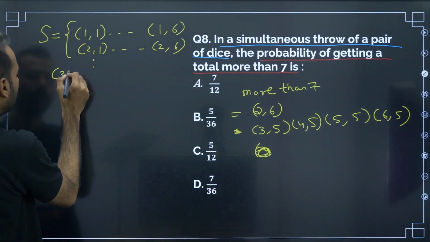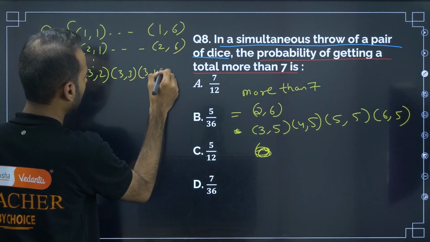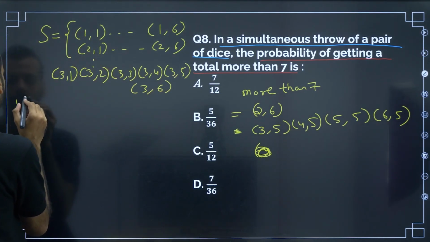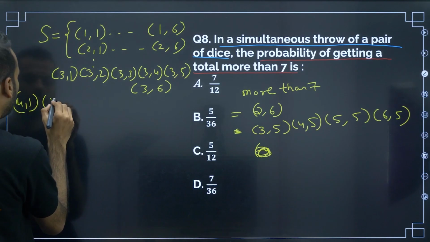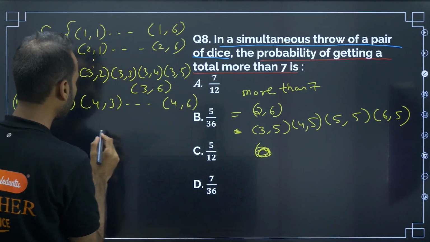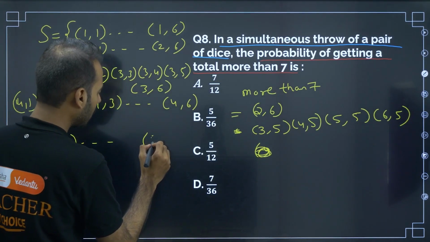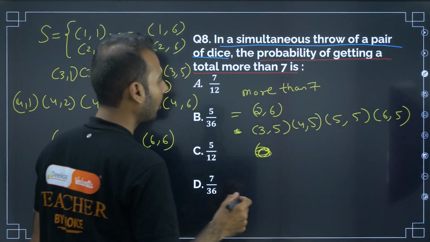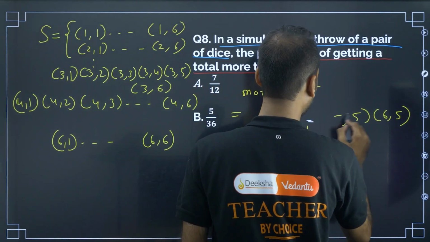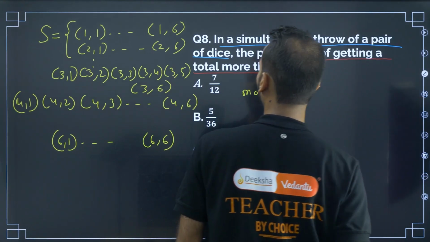So 3 1, 3 2, 3 3, 3 4, 3 5, 3 6. Next 4 1, 4 2, 4 3 up to 4 6. Next 5 1 and then 6 1 up to 6 6. Now if you observe more than 7, how many more than 7 are there here?